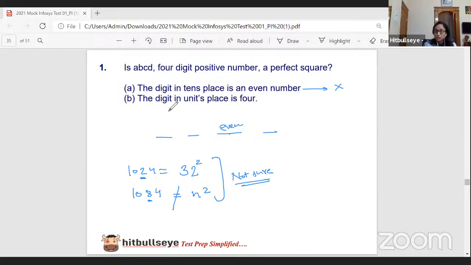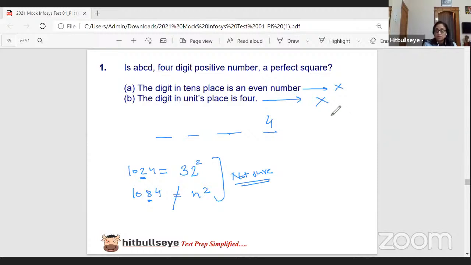Now let's try B alone. What is B's information? B's information is the units digit is 4. So in the unit place, I have 4. Already I have a contradiction. Having 4 at the unit place can give me a perfect square, and having 4 at the unit place may not give me a perfect square. So again, I'm doubtful. It may be a perfect square. It may not be a perfect square. So B alone is also not helping.